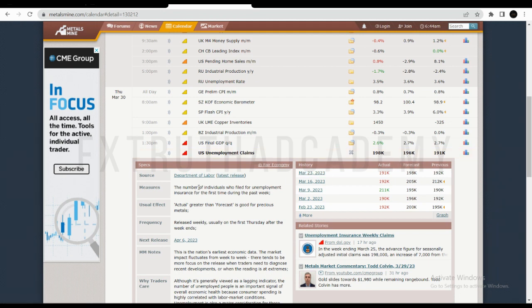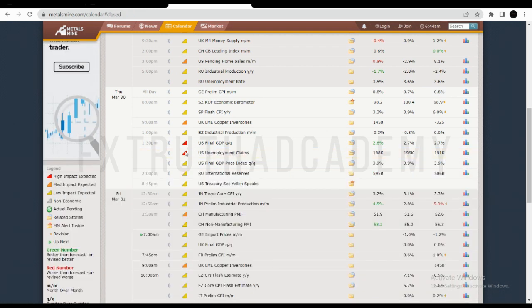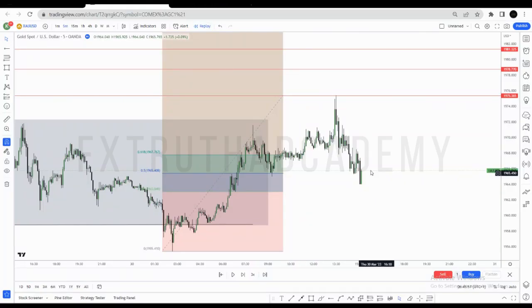Also, when you look at the unemployment claims, it says actual greater than forecast is good for precious metal. When you look here, this is the forecast right here, and the actual is greater than forecast. So both news, which are high impact news that came out yesterday on Thursday, gave us a strong backing that we should be buying also. So that's also something I would like to chip in on why I was strong in the bullish expansion right here, despite the indecision all the way from the daily time frame.